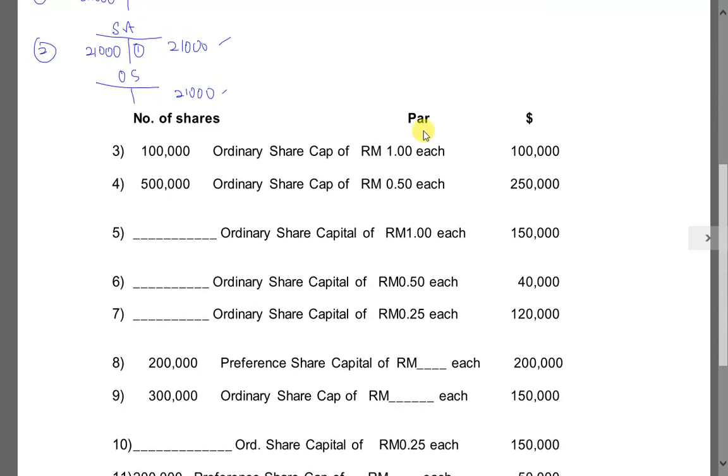So if you are given this info, 100,000 shares, this is the number of shares, and par value is $1, and this is the total value. This 100,000 shares at $1 each, so you multiply to get the total value. 500,000 shares with 50 cents each par value will be 240. So to get the number of shares here, $150,000 at $1, the number of ordinary shares issued by the company is 150,000.